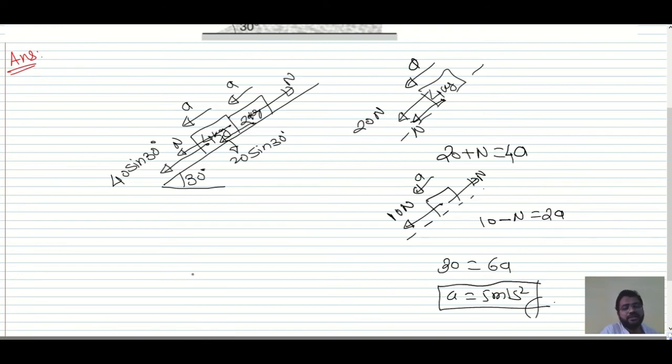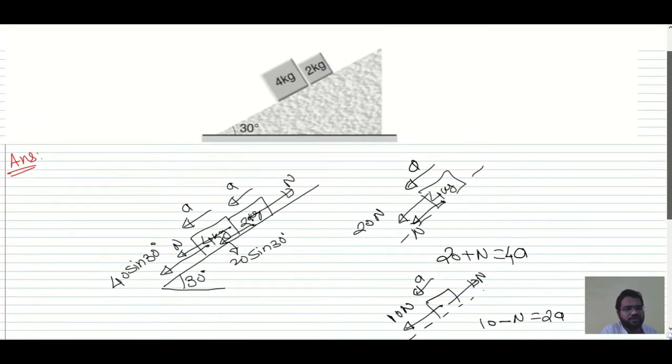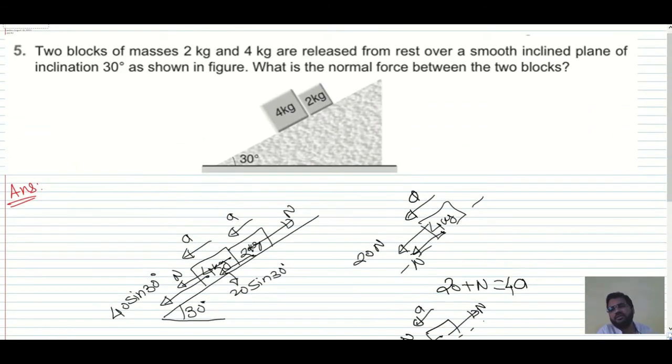Now put it in any equation and you will get the N value. So 10 minus N is equal to 10. So what is N? 0 Newton. So whenever two blocks are given which are moving with the same acceleration, can we say the normal reaction between the two blocks will be 0 Newton. So I hope this is clear. Now the next problem.